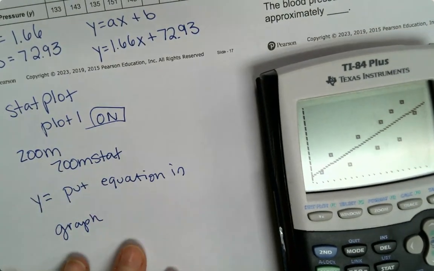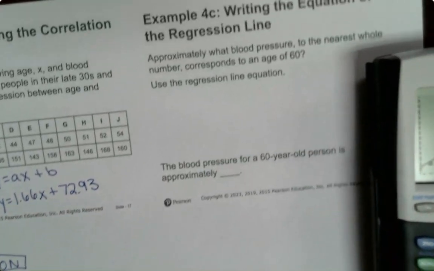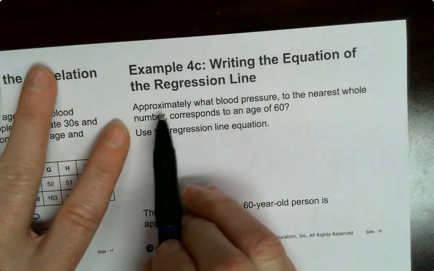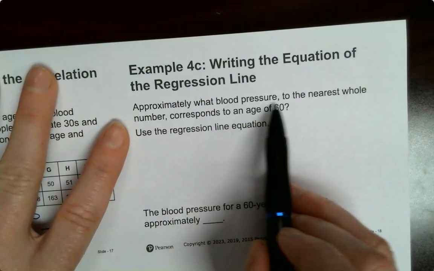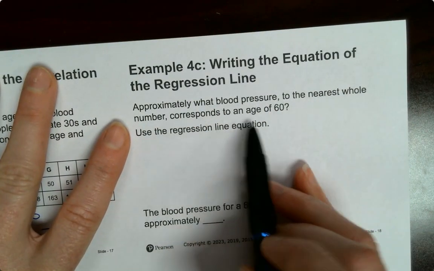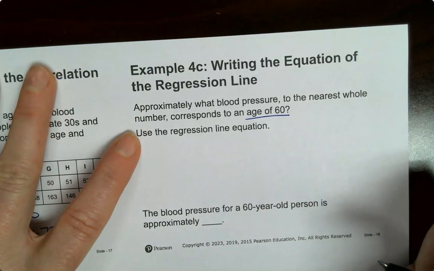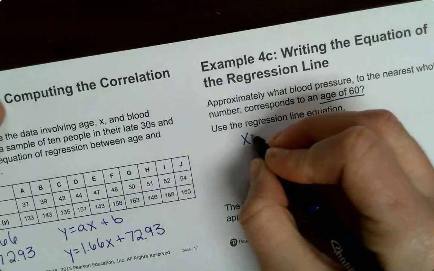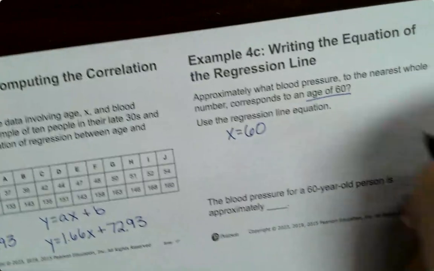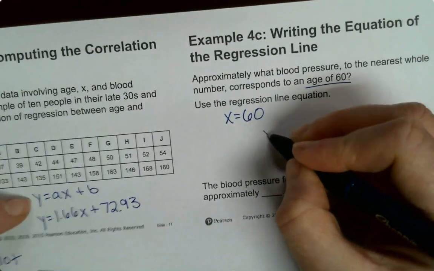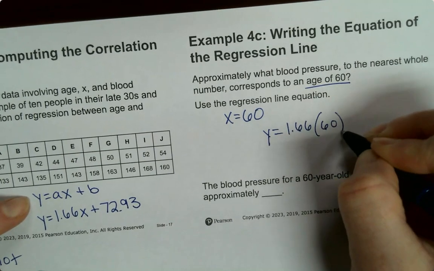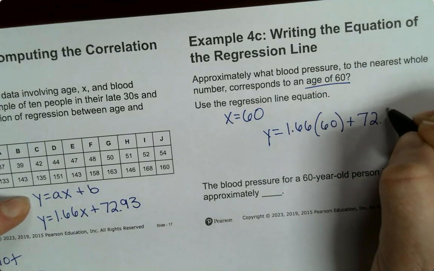Okay, the last part is predicting for a certain age. It says approximately what blood pressure to the nearest whole number corresponds to age 60. Use the regression line equation. So basically it's saying x equals 60. So we are going to use substitution. So y equals 1.66 times 60 plus 72.93.